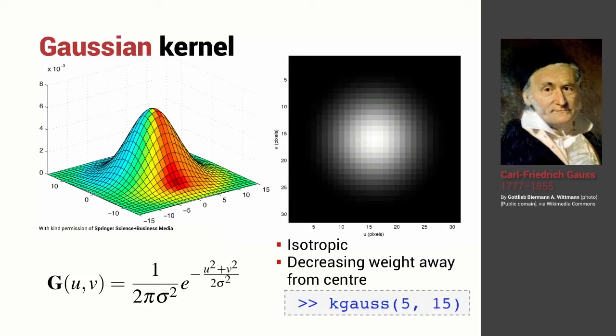In the MATLAB toolbox, we can compute this kernel using the function kgauss. The first argument is the standard deviation, the symbol sigma on the left, and the second argument is the half width of the kernel. In this case, the half width is 15, so therefore the full width is 2 times 15 plus 1. That's a kernel that's 31 by 31 pixels.